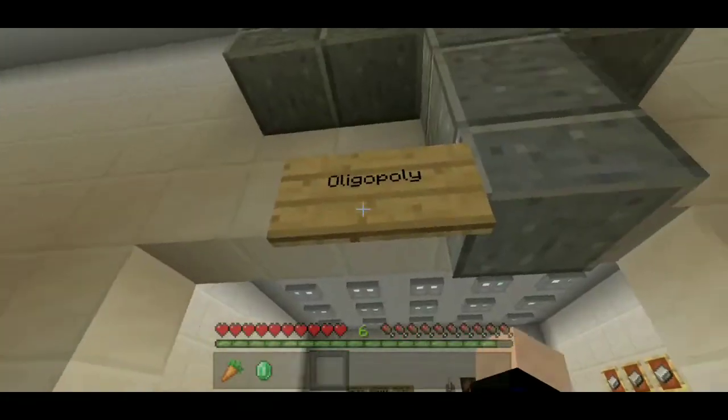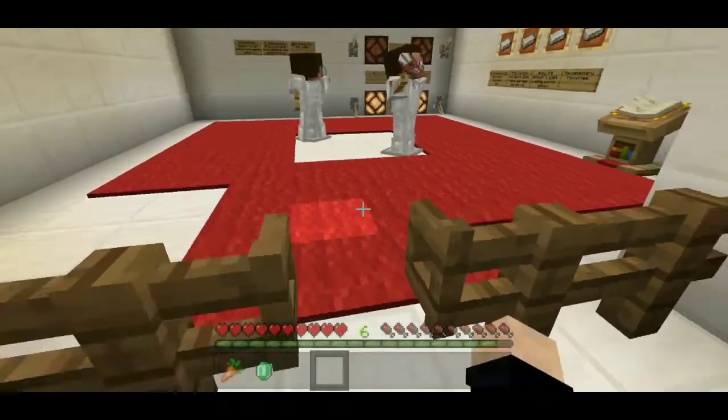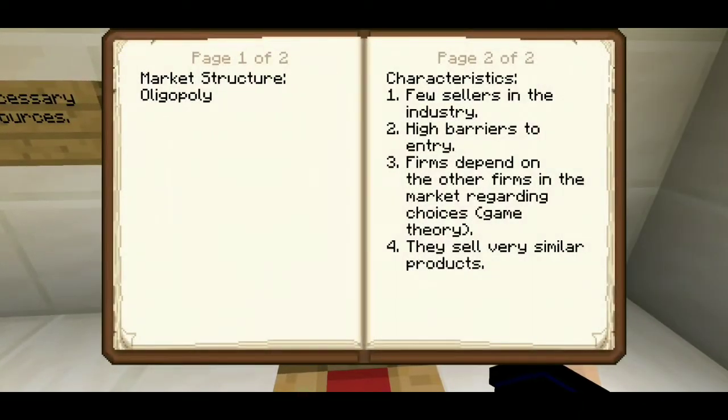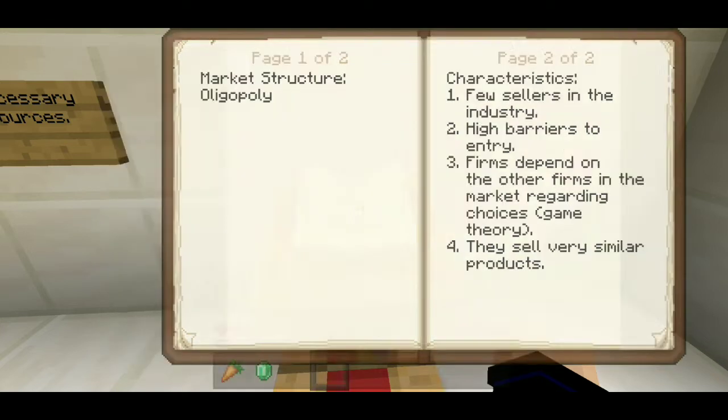And finally, oligopoly. So the characteristics are there are few sellers in the industry, there are high barriers to entry, not complete barriers, high barriers, and firms depend on the other firms in the market regarding their choices, so that's where game theory comes in, and they sell very similar products.